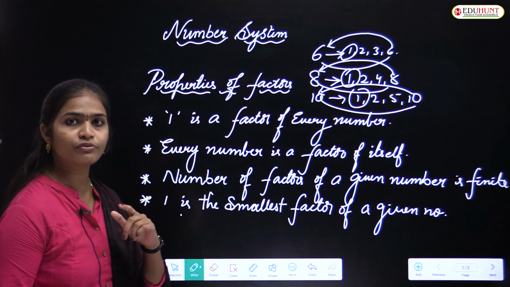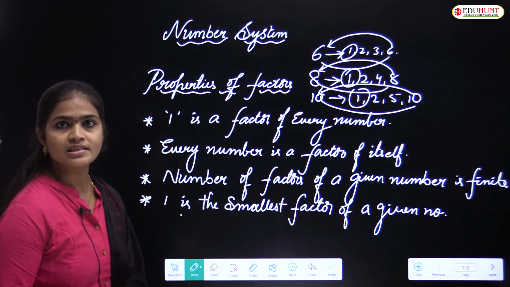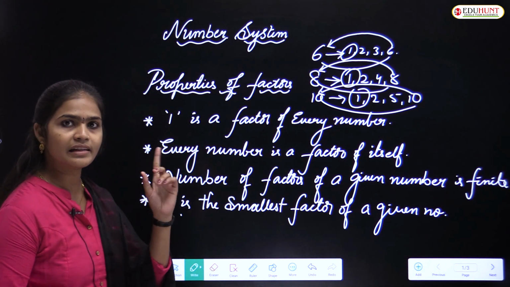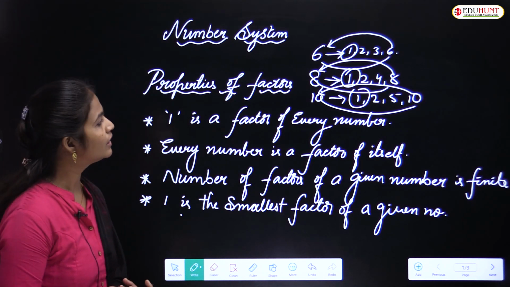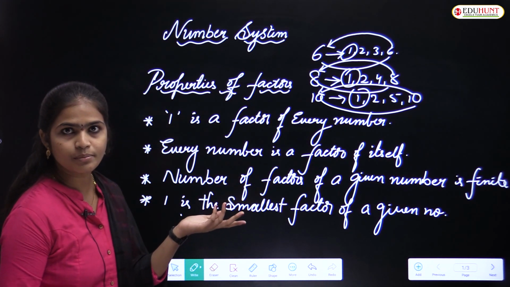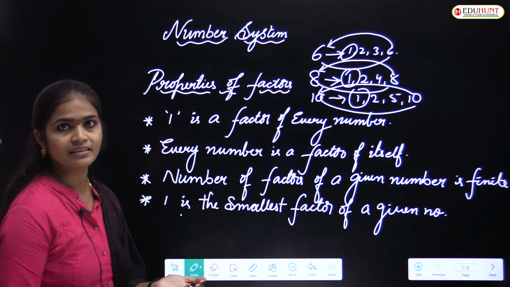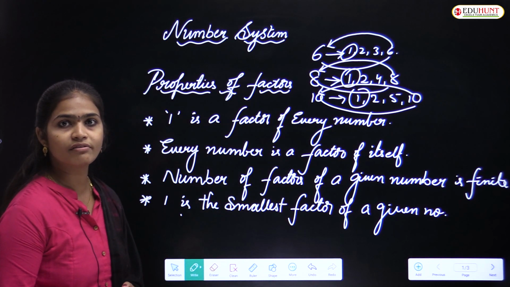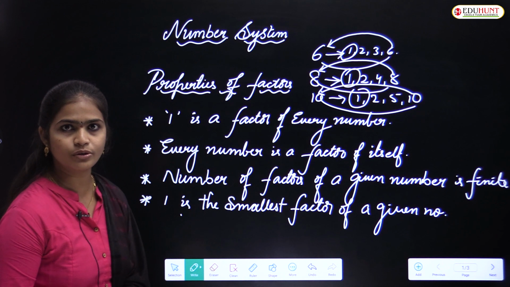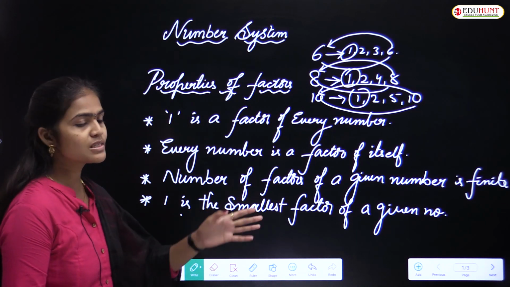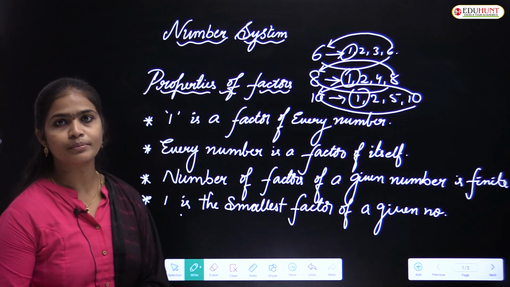Because 1 is a factor of each and every number. Less than 1, 0 is not a factor. In multiples we can discuss that. So here 0 is not there, which means the first factor of a given number is always 1 only. So that's why 1 is the smallest factor of a given number.